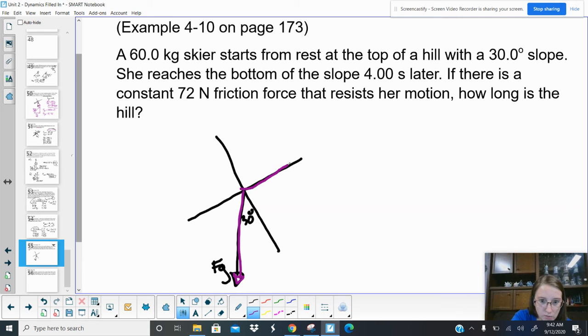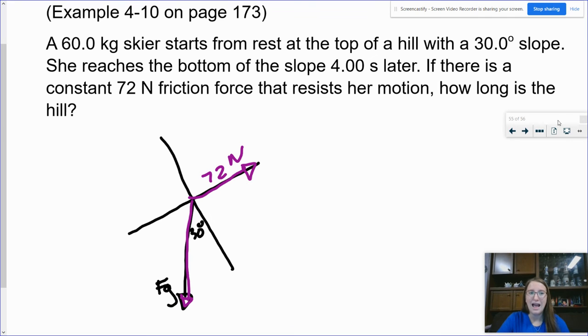I'm going to go ahead and draw that as well. 72 newtons, I think I said degrees, sorry. How long is the hill?